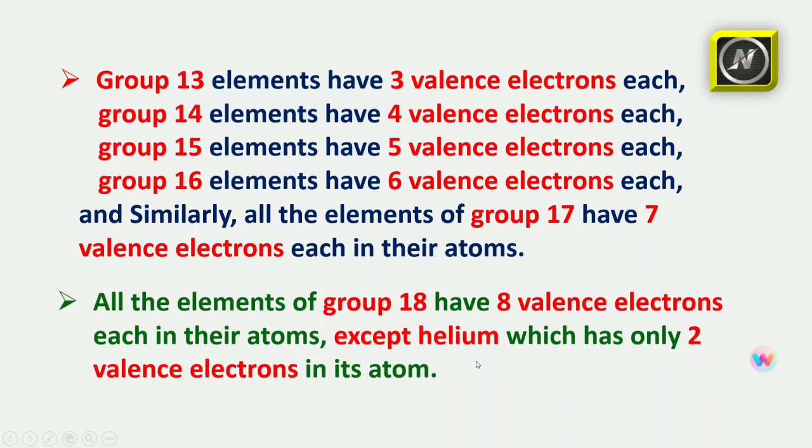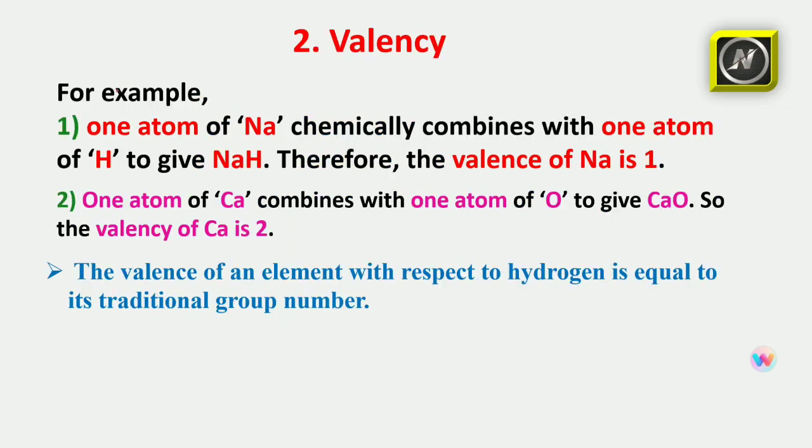Why? Because in these 18th group elements, helium, neon, argon, krypton, xenon, radon, except helium, all elements have 8 valence electrons, but helium has only 2 valence electrons in its outermost shell. The valency of an element with respect to hydrogen is equal to its traditional group number. So that means, let us take group 1.